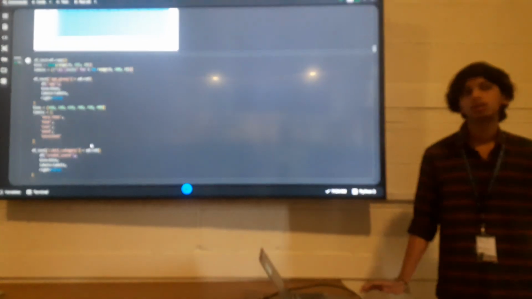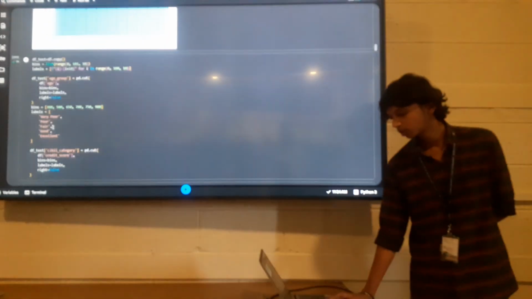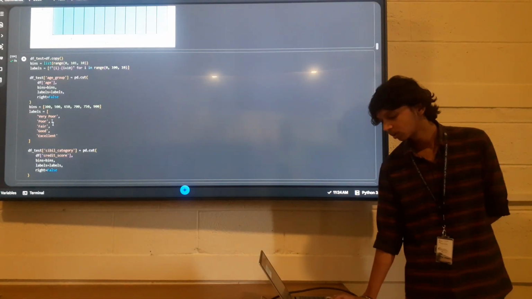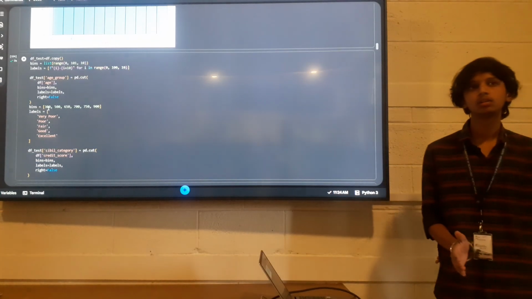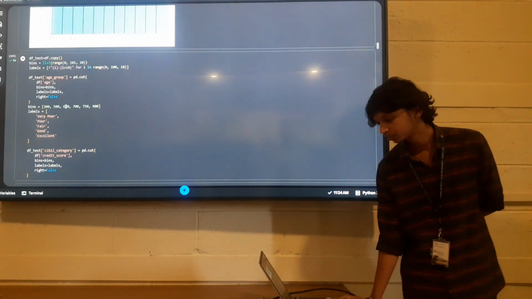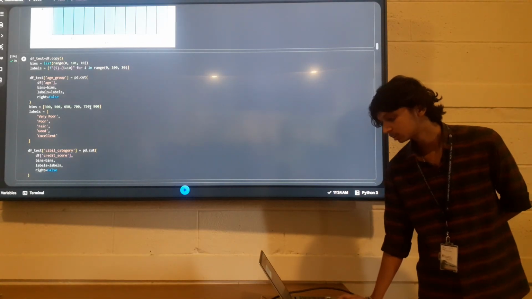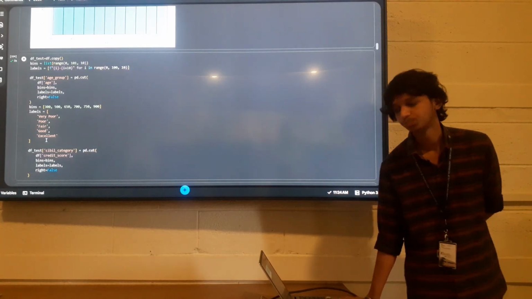Next, I have classified the credit score in the dataset as very poor, poor, fair, good, and excellent, where it starts from 300. 300 to 500 is very poor, 500 to 650 is poor, 650 to 700 is fair, 700 to 750 is good, and 750 to 900 is excellent.